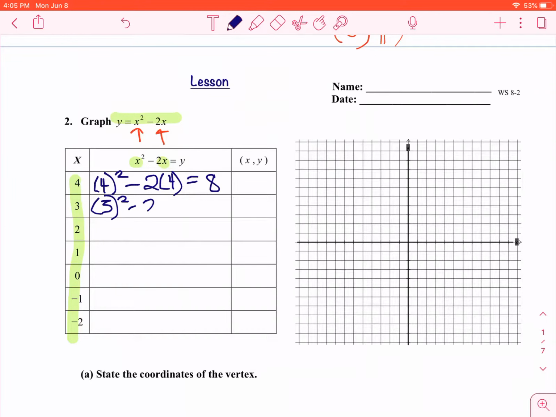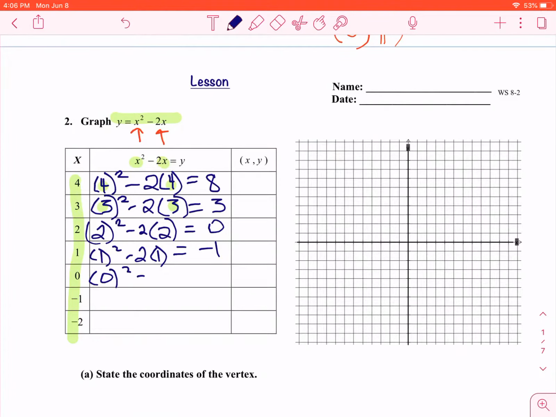3 squared minus 2 times 3. So you'll see here your x values are represented in two spots each time. So 3 squared is 9, 2 times 3 is 6, 9 take away 6 is 3. Okay, it would be helpful if you had a calculator handy so that you can go through this easily, or you can always use your mental math skills. That's not always a bad idea.